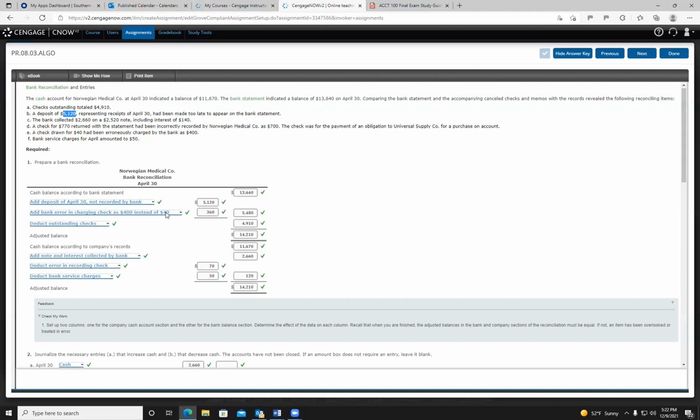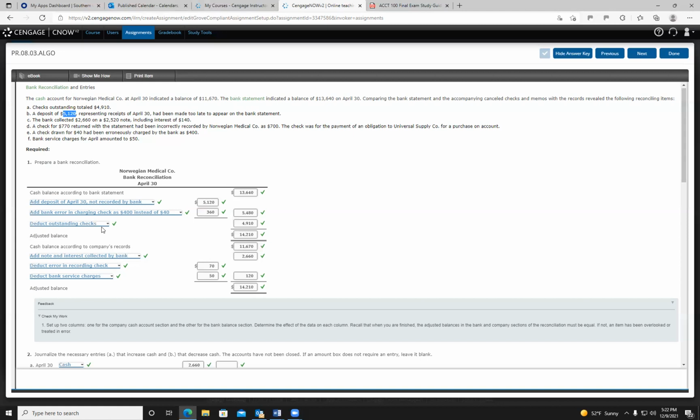All right, now we had that bank error. A check was drawn for $40, and it was erroneously charged by the bank as $400. So in other words, they took out of our account $360 too much. They should have only drawn $40 out of our account for that check, but they accidentally drew $400. So they owe us $360 back. So we click on that bank error, and we're going to add that money back in.